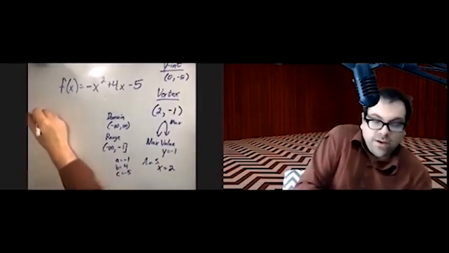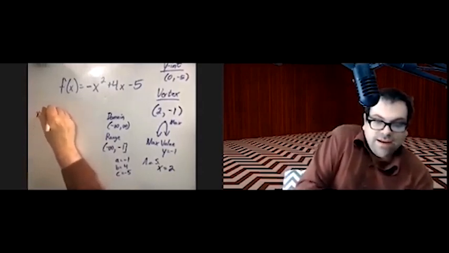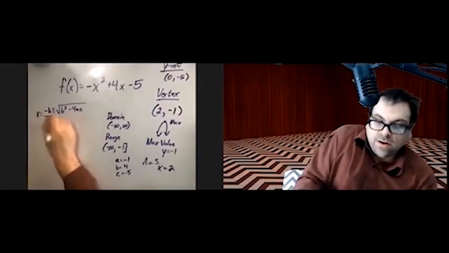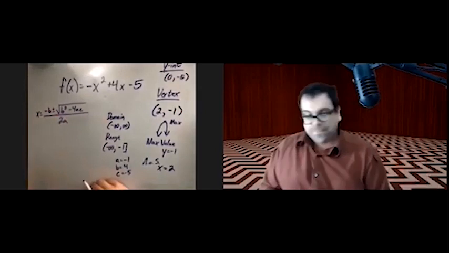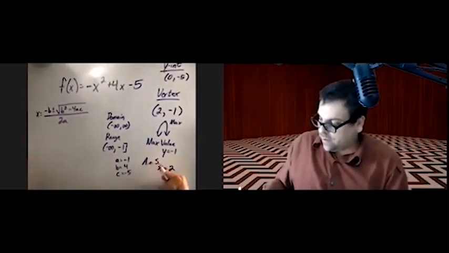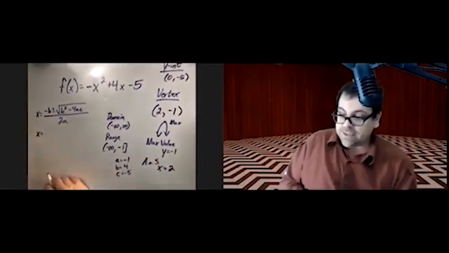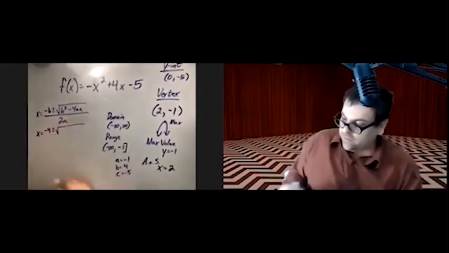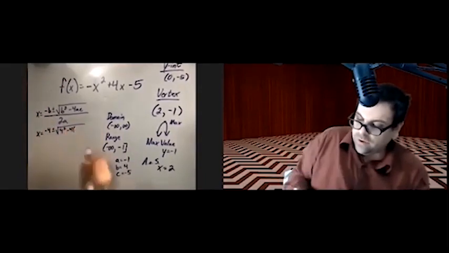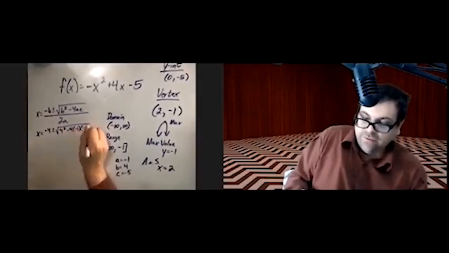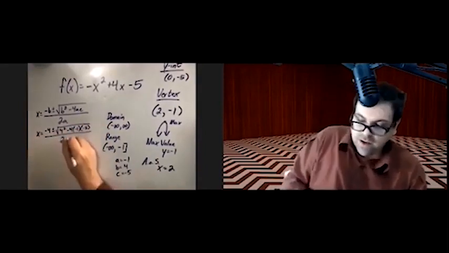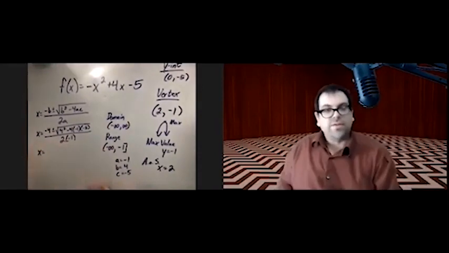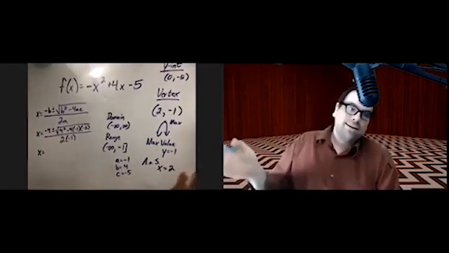So what is the quadratic formula? X equals negative B plus or minus the square root of B squared minus 4AC, all over 2A. So X equals the opposite of 4 plus or minus the square root of 4 squared minus 4 times negative 1 times negative 5, all over 2 times negative 1. You're saying, when do we learn this? Last course, not last class, last course.